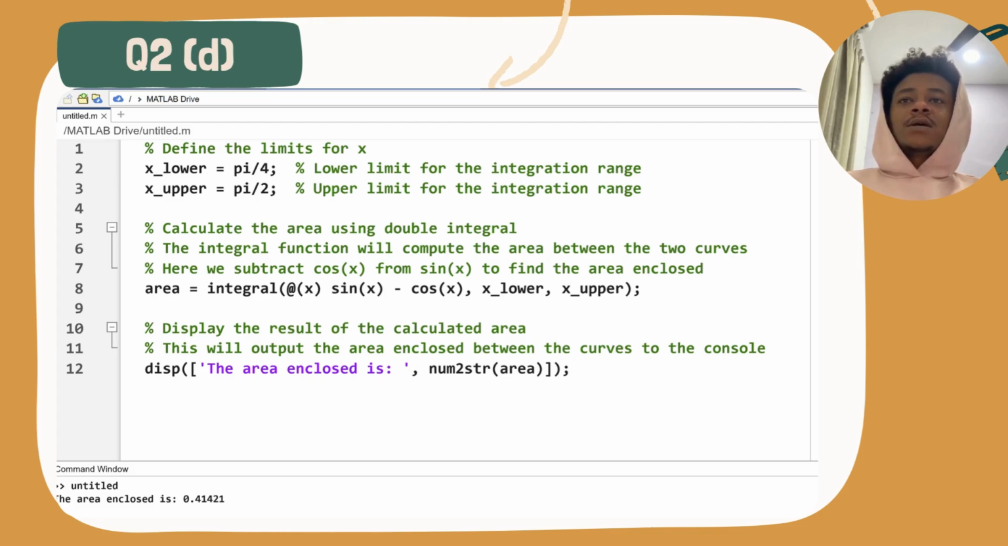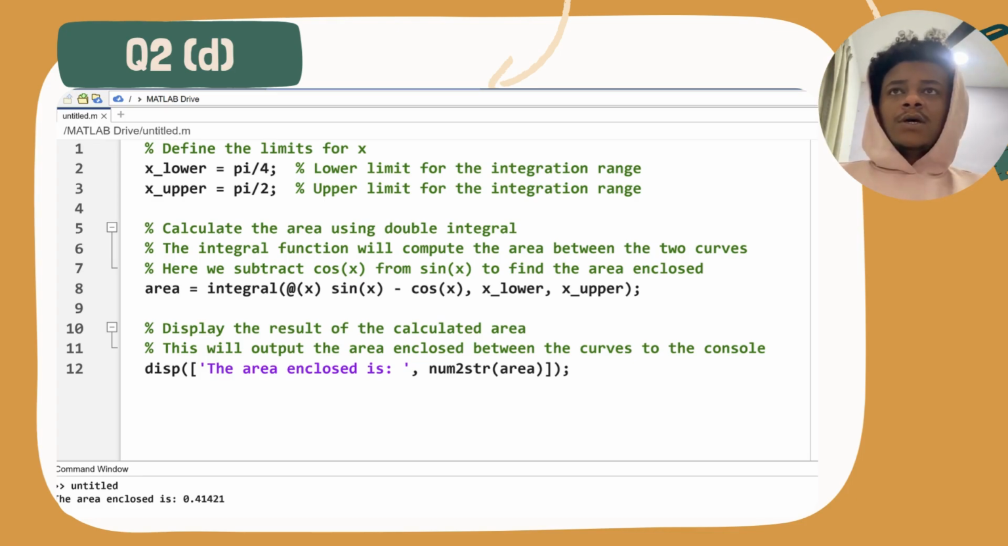Step 4, calculate the area. We find the absolute difference and integrate it. Step 5, show the result. This prints the area result on the screen. Finally, the result is the number that shows the area. In short, this code uses math and MATLAB to find the area between two curves.